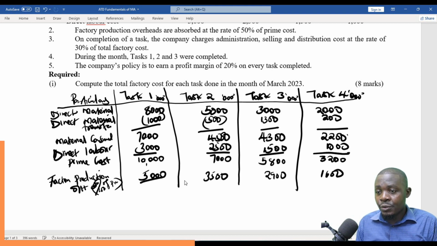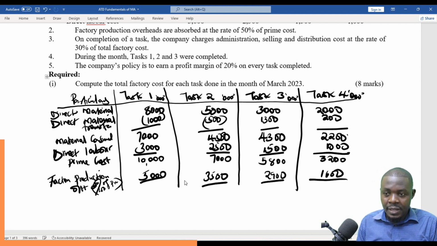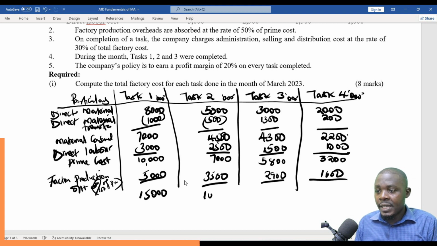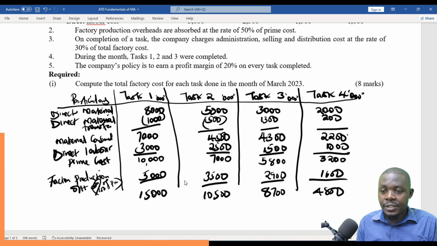When we add the total, we should be getting what we call the factory cost. We get 15,000, here we have 10,500, then 5,800 plus 2,900 gives 8,700, then 3,200 plus 1,600 gives 4,800. This is what we call the factory cost.